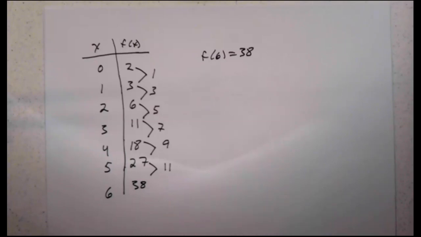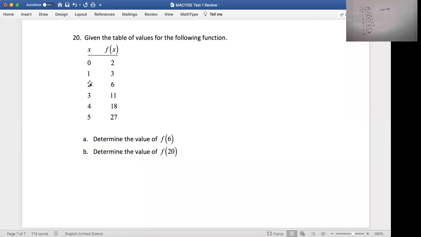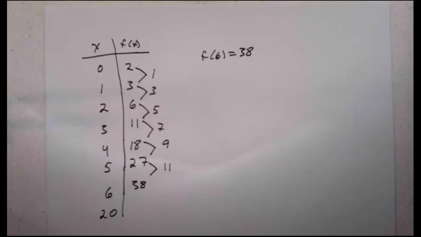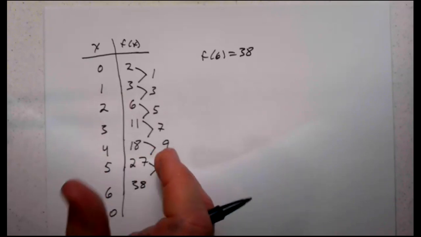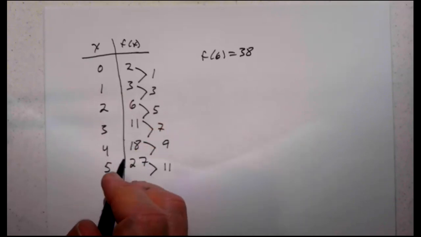Now, the other question that's asked here is, what is f of 20? Well, I could fill in all of the numbers between 6 and 20, and that's going to be rather tedious. But rather than doing that, I want to see, is there another way for me to identify a rule here? And it's just a matter of looking to see if you can identify it, right?